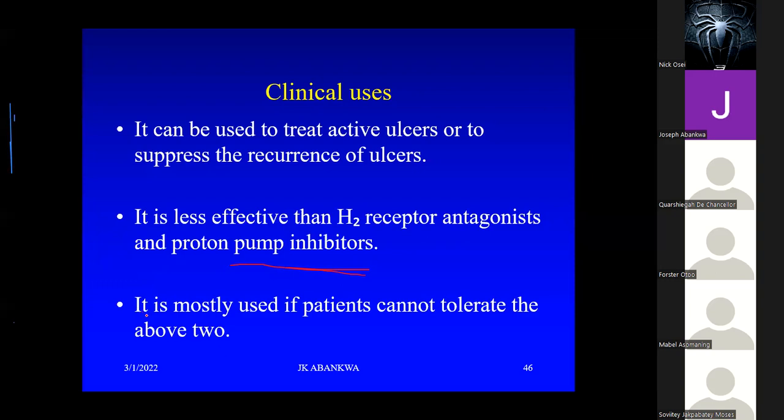I'm sorry. So here it is mostly used if patients cannot tolerate the above two. So when someone cannot tolerate the H2 receptor antagonists or proton pump inhibitors, maybe the person is having some effects afterwards, normally we give the sucralfate, and this sucralfate goes there and fills in the ulcer spaces and protects the stomach lining and helps with the production of the mucus.